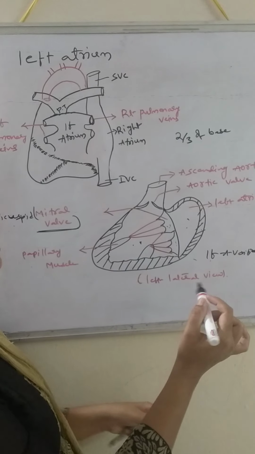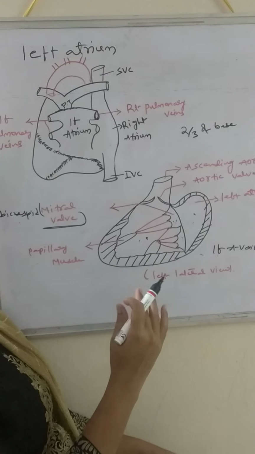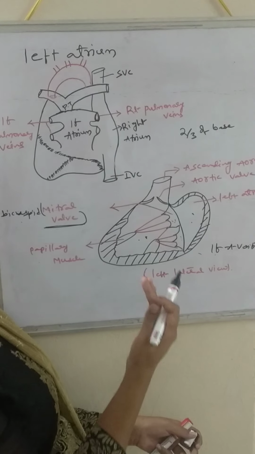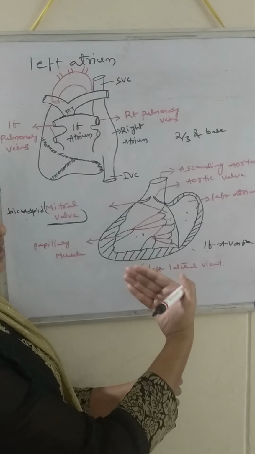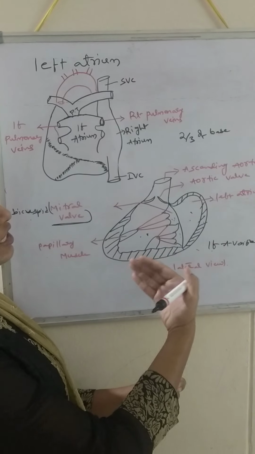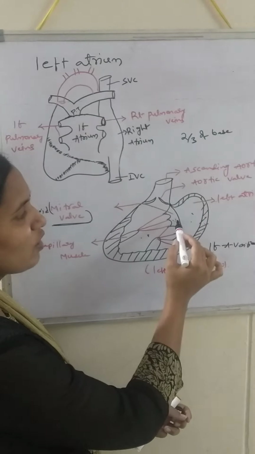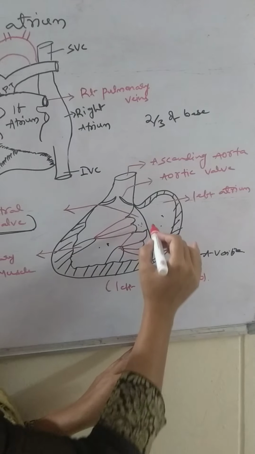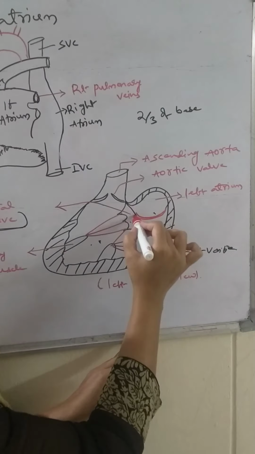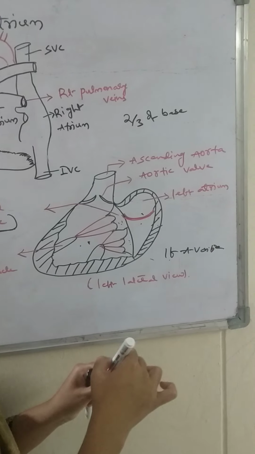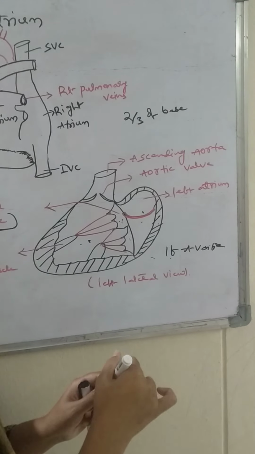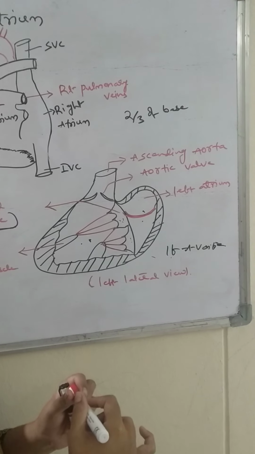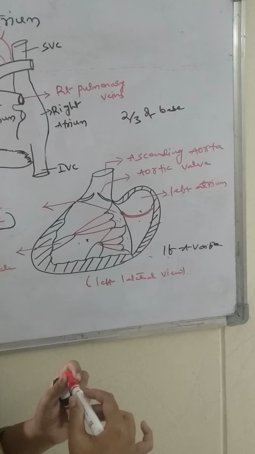Next, coming to the septal wall. The septal wall is nothing but the interatrial septum, which is obliquely present between the right and left atria. Along the septal wall, there is a semilunar fold, which represents the septum primum.